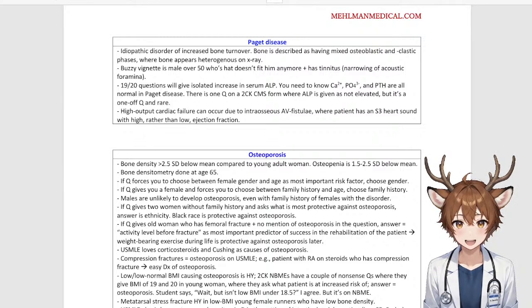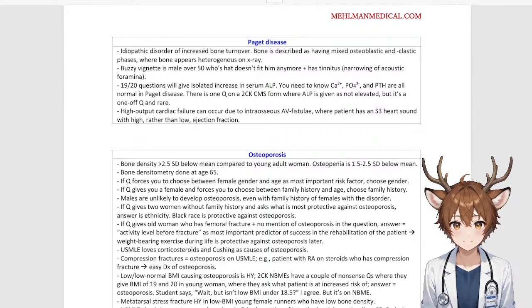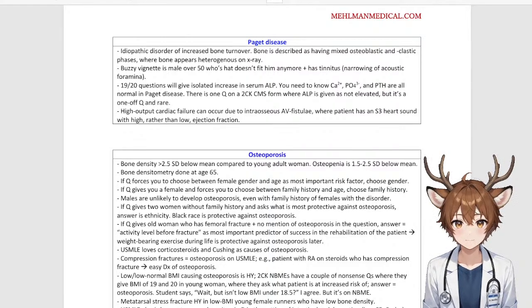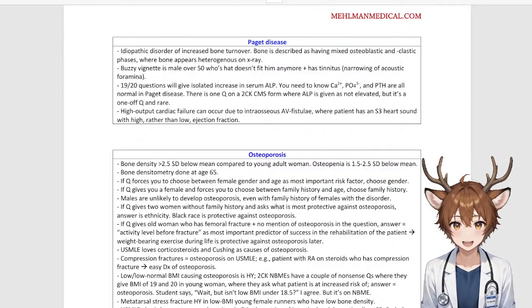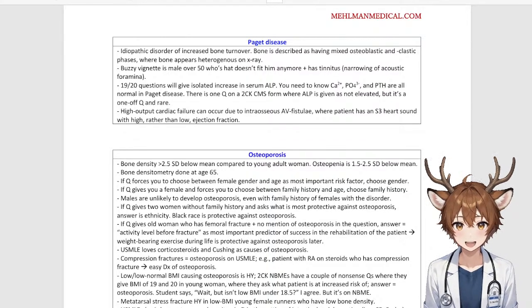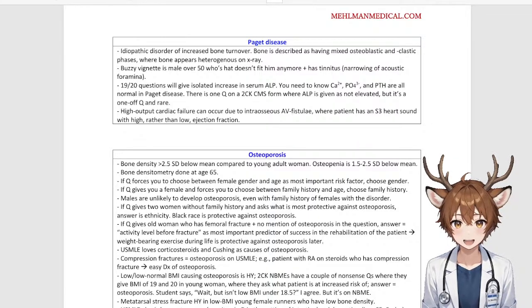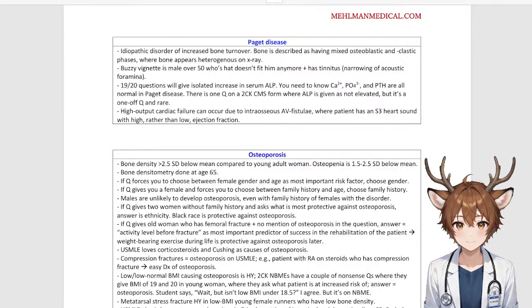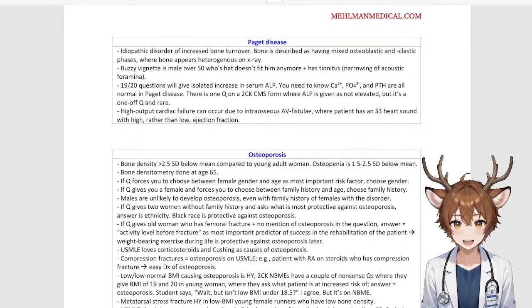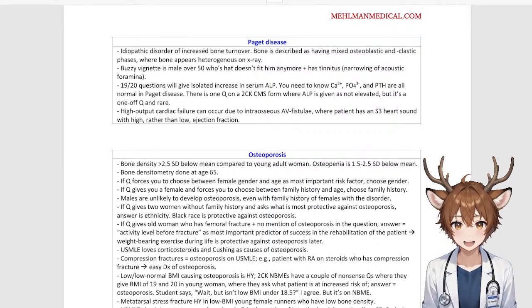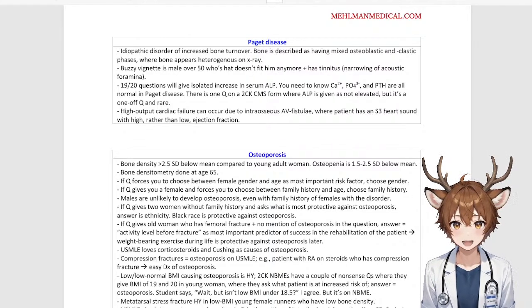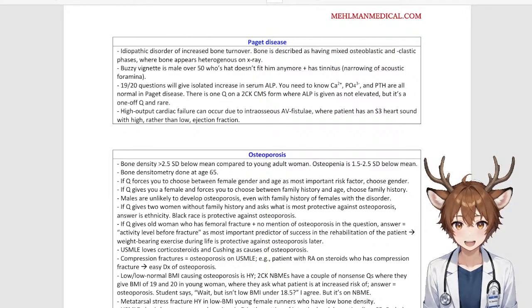Buzzy vignette: a male over the age of 50 whose hat doesn't fit him anymore. He has tinnitus, narrowing of the acoustic foramina. 19 out of 20 questions will give an isolated increase in serum ALP. You need to know that the calcium, phosphate, and PTH are all normal in Paget disease. That's crazy. There is one question on 2CK CMS form where the ALP is given as not elevated, but it's a one-off question and rare. But you will see an elevated serum ALP.